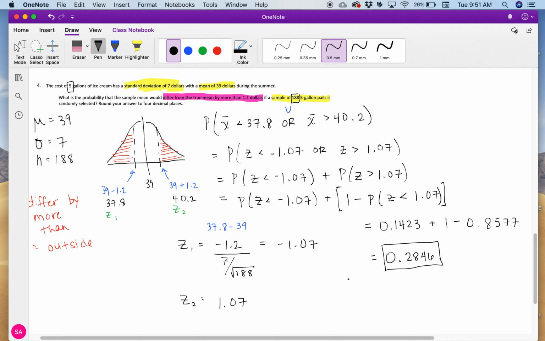And the homework in section 9.3 has a bunch of problems like this. And I'm pretty sure I covered one of each type. So you might have a less than, a greater than, a differ by less than, which means shade in between, and then a differ by greater than or more than, and that means we're kind of shading the outsides.